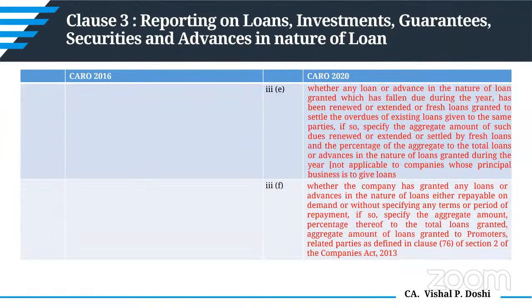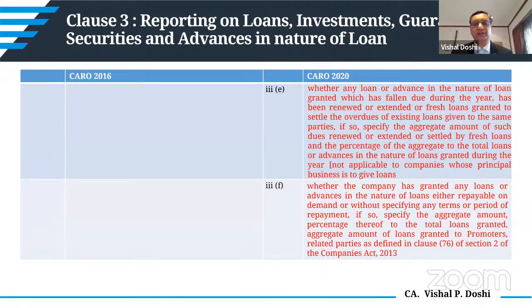CE is what we say typically is the evergreening of loans. So let us say the company has given loan to somebody which is due, let us say in financial year 21-22. Now that party is not able to repay the loan, and for which then the company either renews the loan, or it extends the loan, or it gives a fresh loan for the repayment of the earlier loan. Evergreening, वो मतलब green ही रखने का उसको. If there are any such transactions, then they have to be reported under 3E.